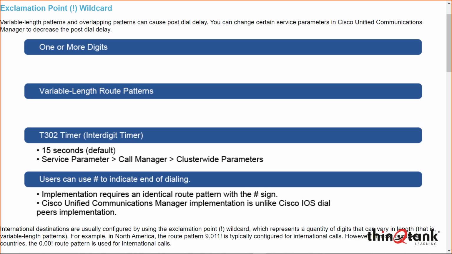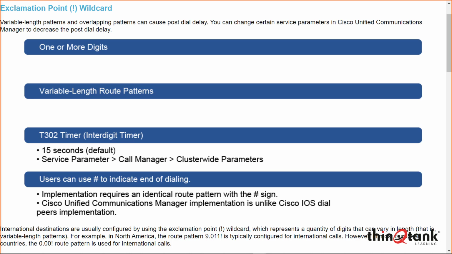In Europe they use a 00 to indicate international dialing. So even those rules are kind of different depending on the region that you're at. All right, I think you guys basically understand the concept of a T302 timer.